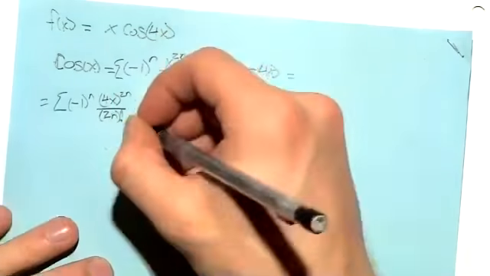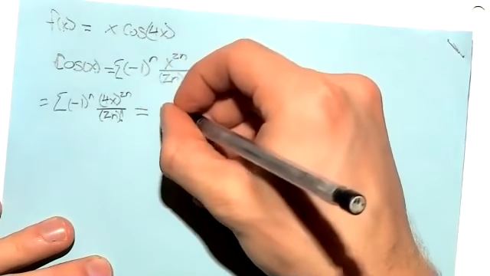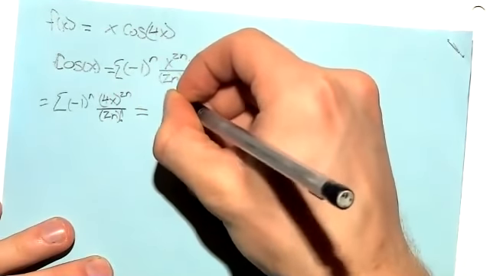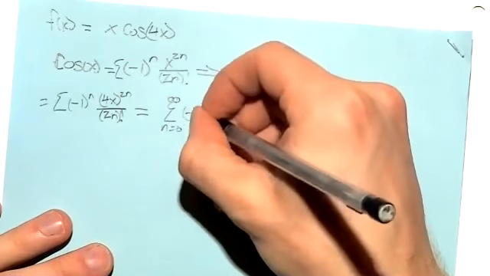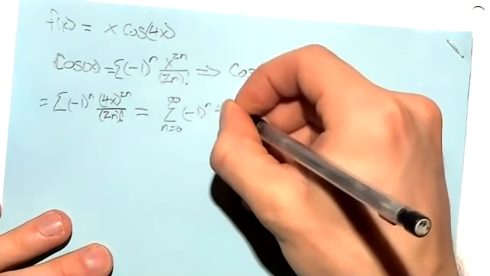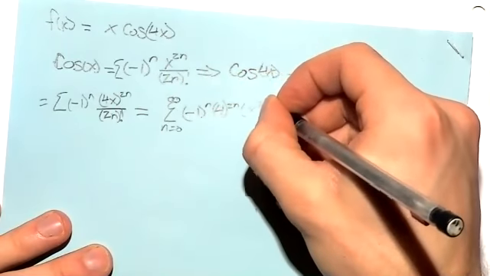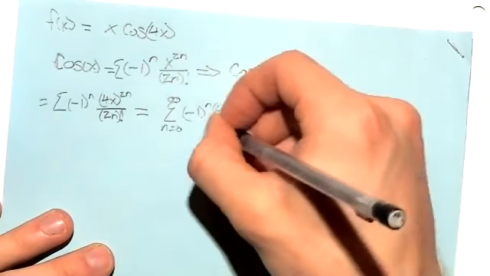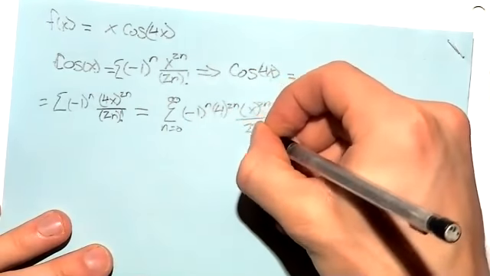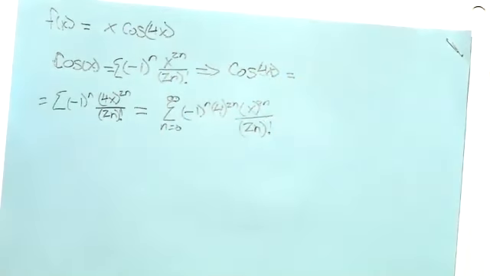Okay. We can then rewrite that again as summation from n equals 0 to infinity, -1 to the n, 4 to the 2n, x to the 2n divided by 2n factorial. Okay.